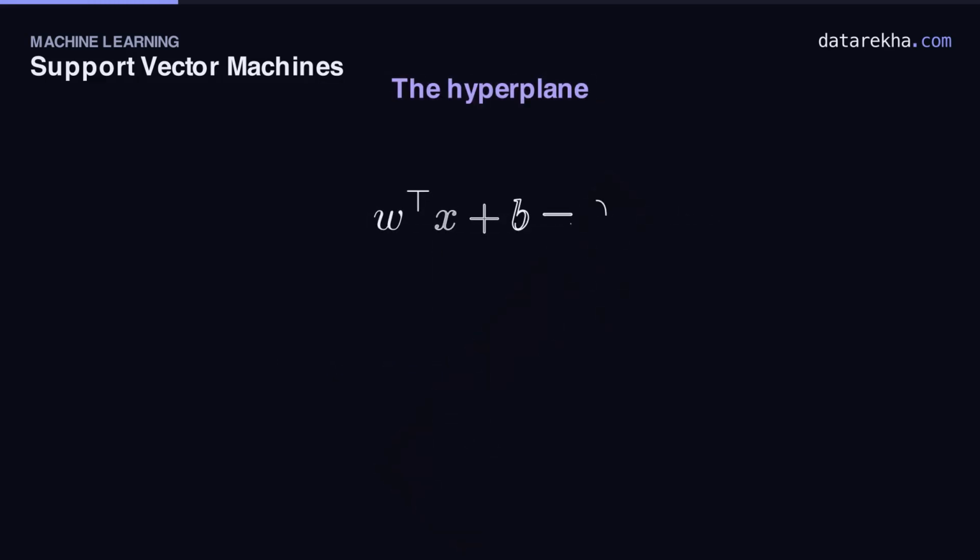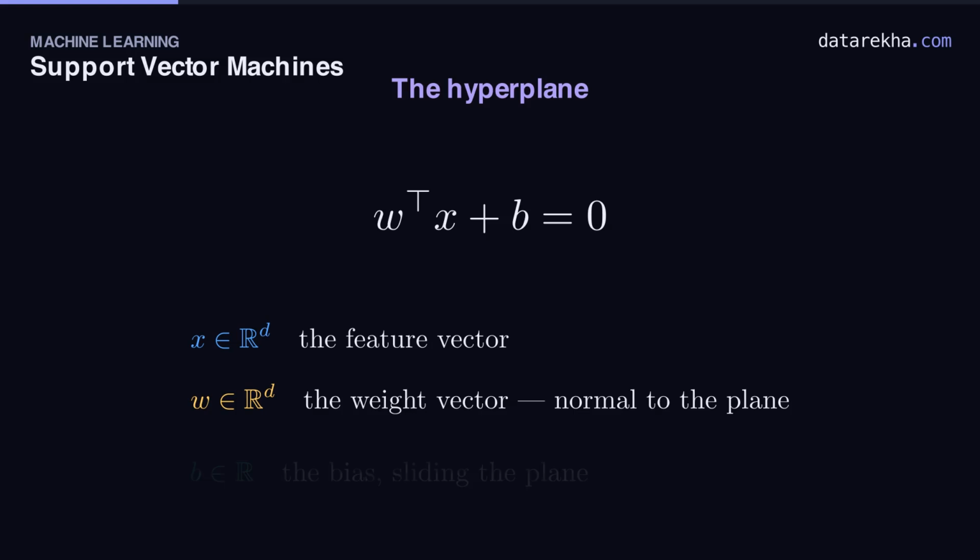Let's write that boundary down. In any number of dimensions, the boundary is a flat hyperplane, and it has one clean equation. W dot x plus b equals 0, three pieces. X is the feature vector, the point we're looking at. W is the weight vector, and geometrically it's the direction perpendicular to the plane. It's normal. And b is the bias, which slides the whole plane back and forth.